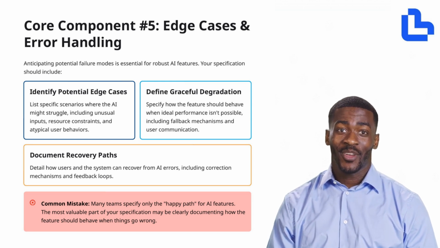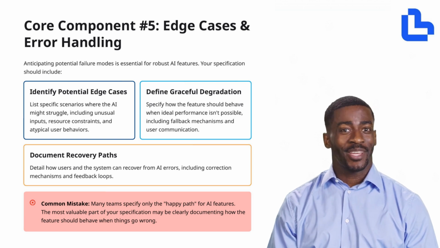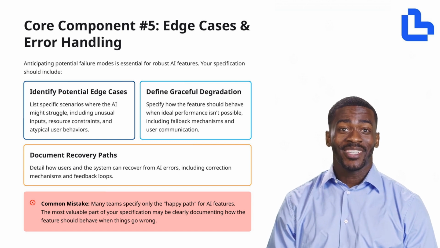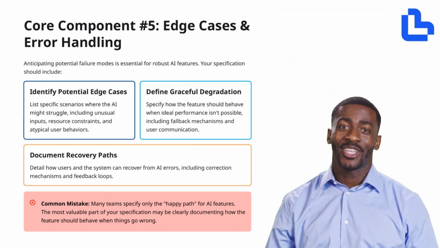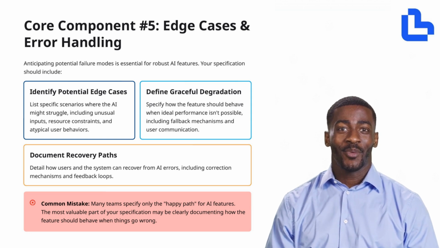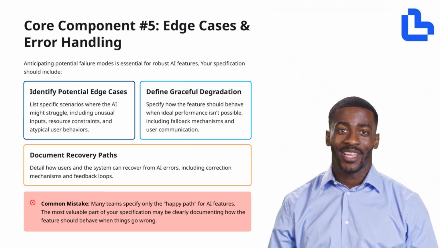A common mistake is to only specify the ideal behavior. But in practice, the most valuable part of your spec may be how the feature behaves when things go wrong. Anticipating failure modes and designing for recovery isn't just good engineering, it's good product thinking. By thoroughly addressing edge cases and error handling, you build AI features that are not only smart, but also trustworthy, resilient, and ready for the real world.